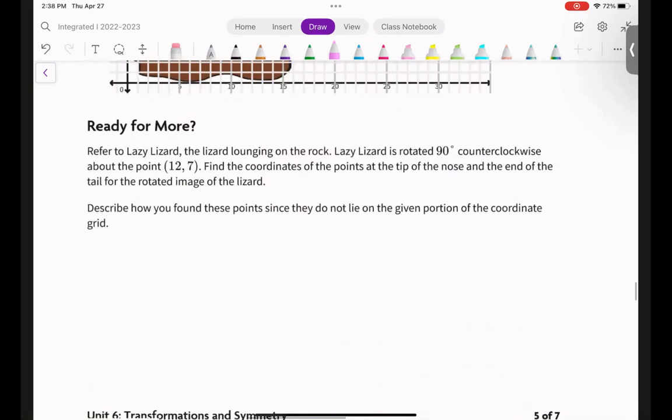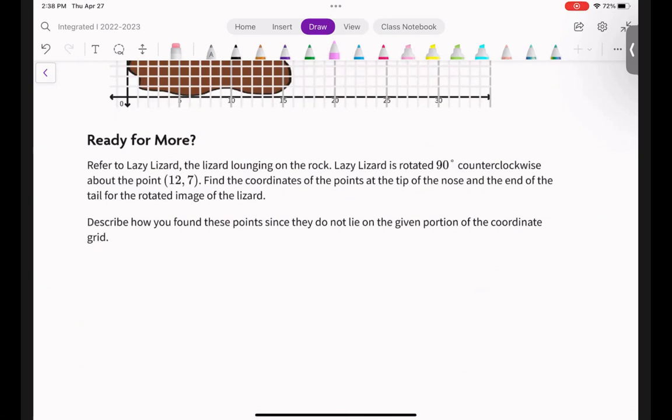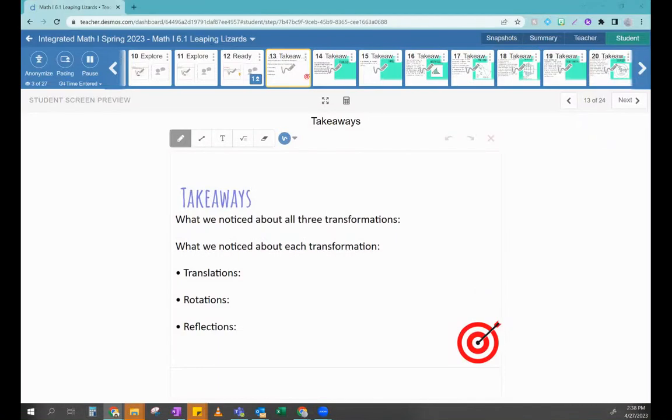So let's go through your takeaways. Let me go grab your takeaways. Okay, so I really like how the takeaways are in Desmos, so I'm just going to show you that. What we noticed about all three transformations is that they retain their distance and angles, right? Like his nose didn't get skinnier because he got translated, rotated, or reflected. So he maintains the same shape and size.